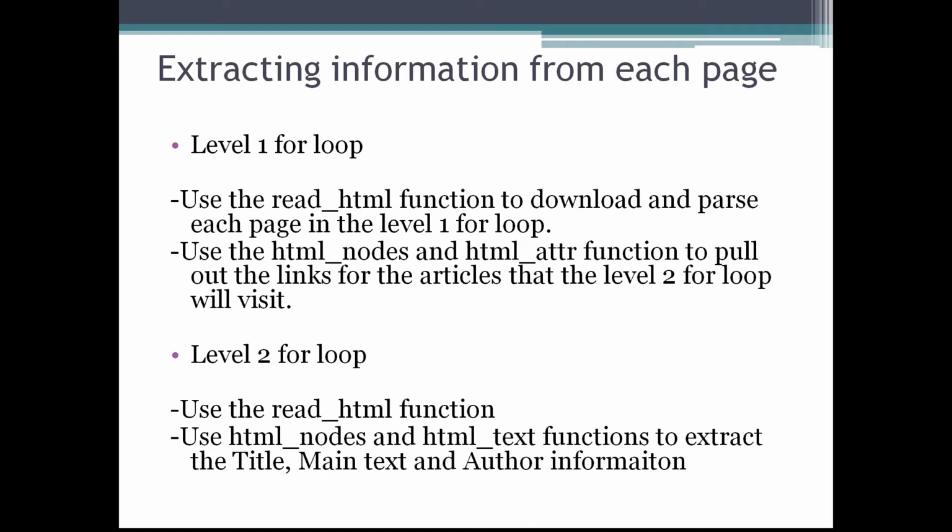So just to think about how we are going to extract information from each of those different levels, I think it's useful to break the process down. So the level 1 for loop will use the read HTML function to download and parse each page, and then we'll use the html_nodes and html_attr functions to pull out the links for the articles that the level 2 for loop will need to visit. And then at level 2, you'll use the read HTML function to download and parse the web page, create your document object model. You'll then query that model using the html_nodes and html_text functions to extract the text, the main text, and the author's information. So that's how we're going to go about extracting information from each of the different for loops.